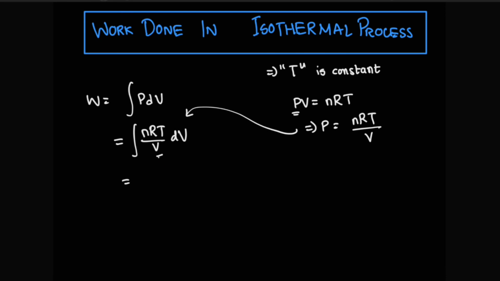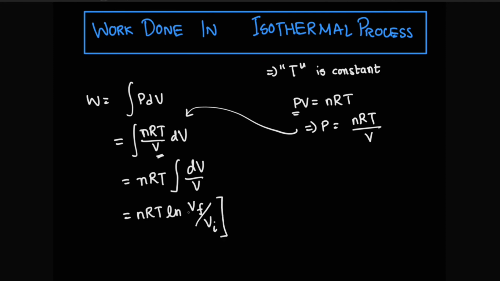Since volume is not constant here and the other quantities, n, R and T, are constant, we can pull them outside as a constant, and we are left with the antiderivative of dV over V. From the basics of integration, we know that this is basically nRT ln of final volume Vf over initial volume Vi. Let me write this down over here.